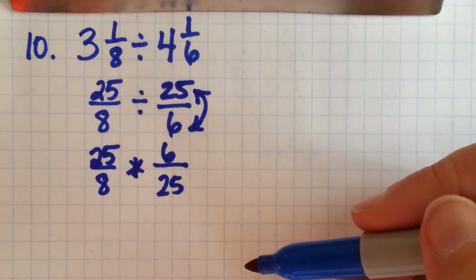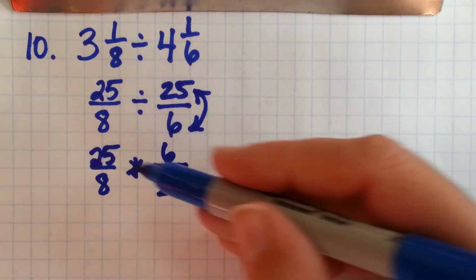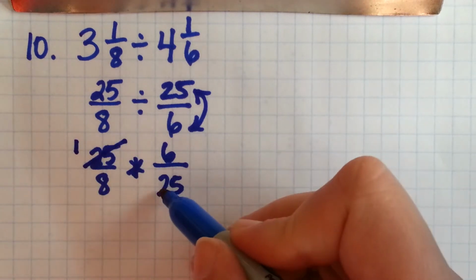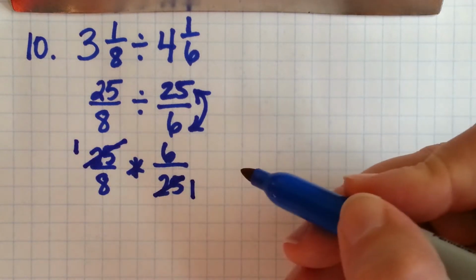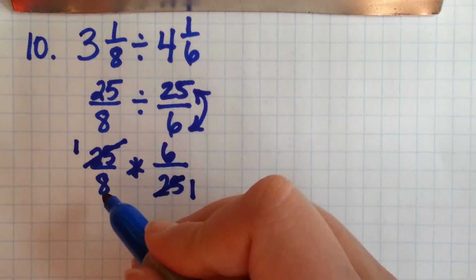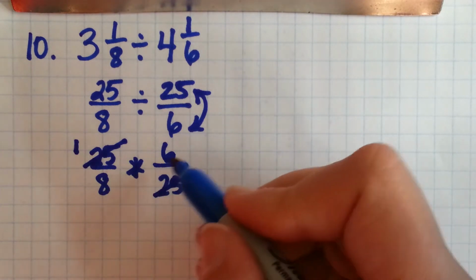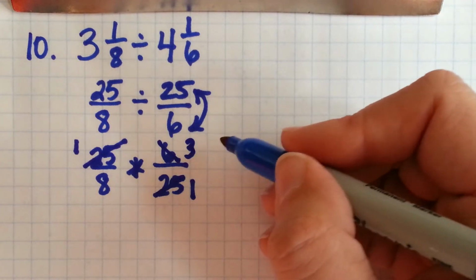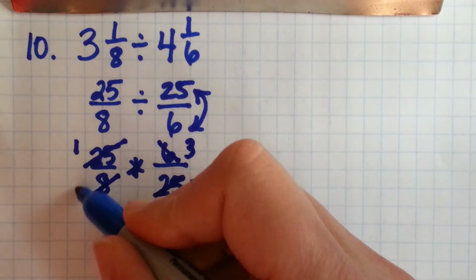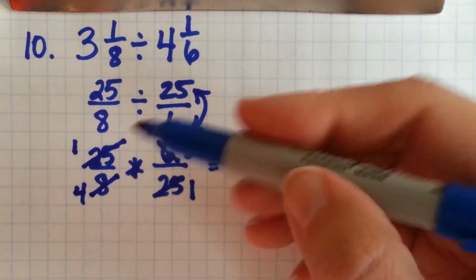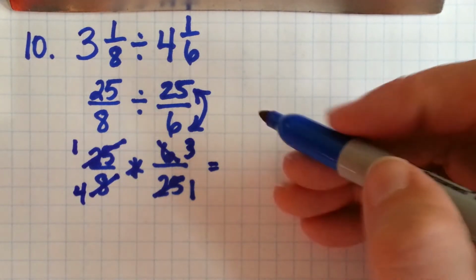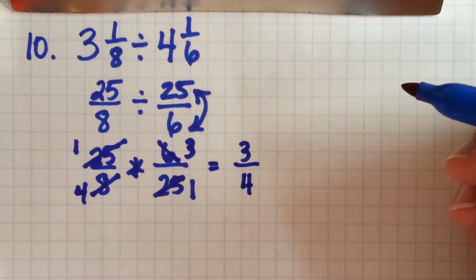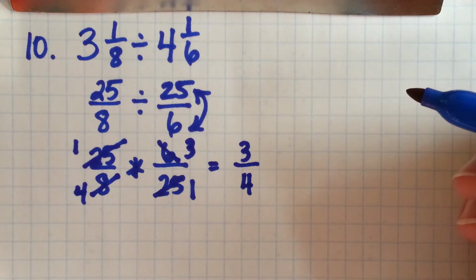I notice a couple of places where we can reduce. Both 25s are divisible by 25. 25 divided by 25 is 1. 25 divided by 25 is 1. I also notice here that I have the opportunity to reduce by 2. So 6 divided by 2 is 3. 8 divided by 2 is 4. If I multiply straight across the top now, 1 times 3 is 3. 4 times 1 is 4, for an answer of 3/4.